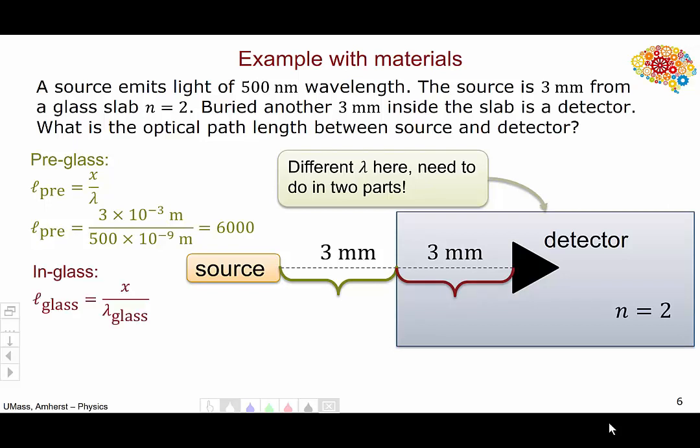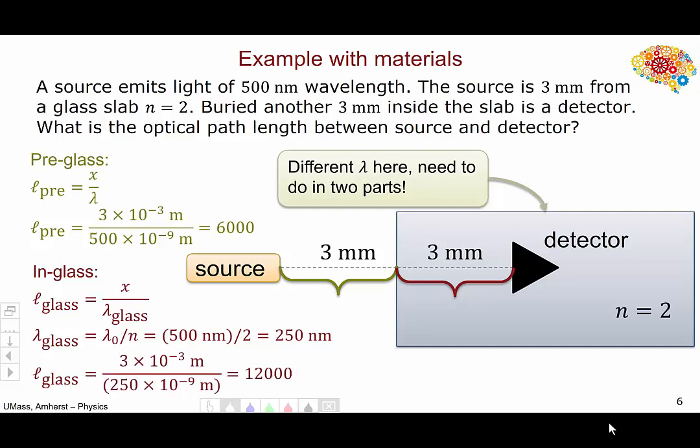The optical path length inside the glass is the distance the light travels divided by the wavelength of the light in the glass. So to get the wavelength in the glass, we take the wavelength of light in vacuum, 500 nanometers, and divide it by 2 to get 250 nanometers. Now we can proceed to calculate the optical path length. 3 millimeters, 3 times 10 to the minus 3 meters, divided by the wavelength of light in the glass, 250 times 10 to the minus 9 meters, gives us an optical path length in the glass of 12,000.